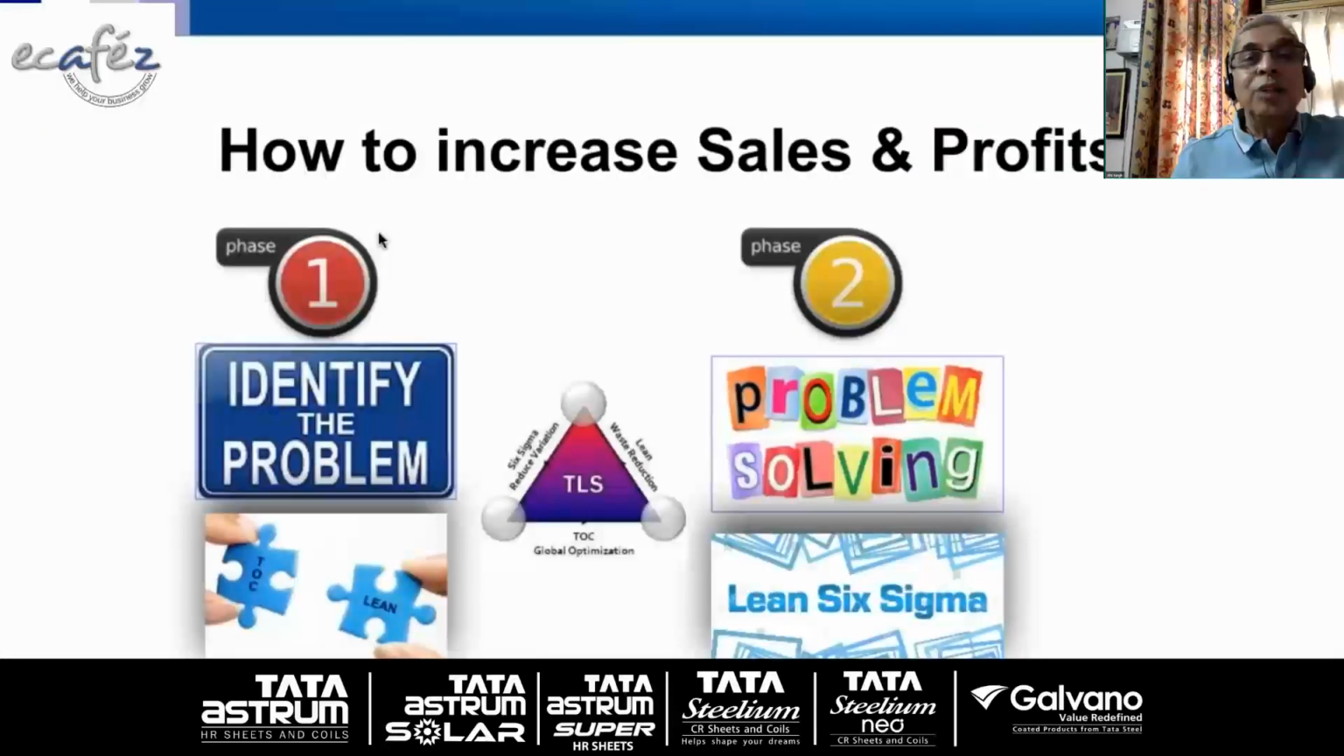So how to increase sales and profit? The practical approach is, first phase, identify the problems. For identification of the problems, we have to use theory of constraints and lean to pinpoint what are the problem points, which are the constraint areas, so that we can rapidly reach the solutions.